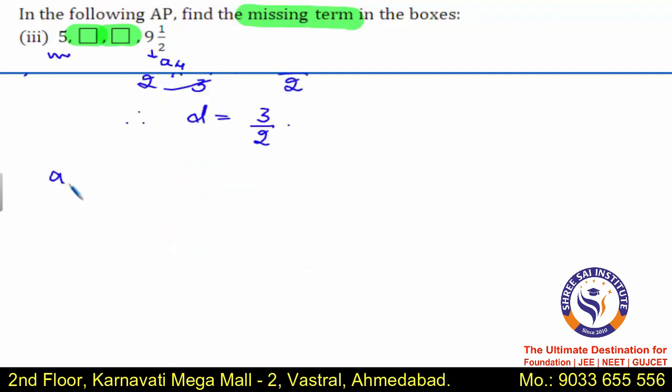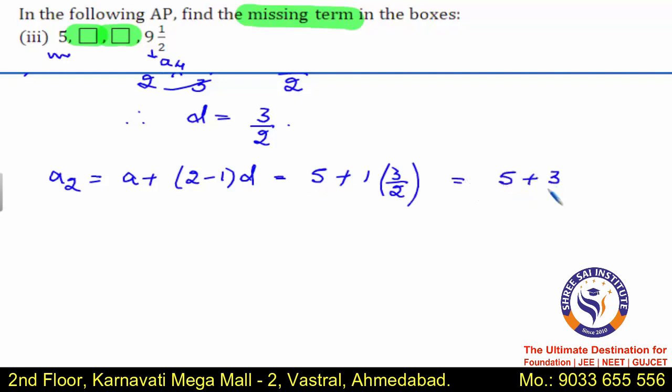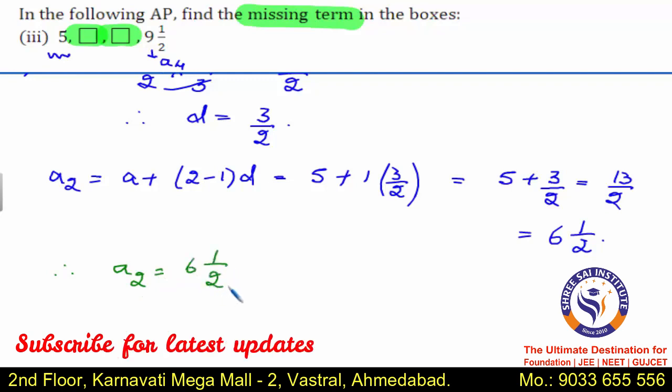First, we have to find the second term now. It is given by A plus 2 minus 1 into D. A is 5, 2 minus 1 is 1, and D is 3 upon 2. So this is equal to 5 plus 3 upon 2, which is equal to 13 upon 2, and this can be written as 6 then 1 upon 2. Therefore, the second term is 6 then 1 upon 2.